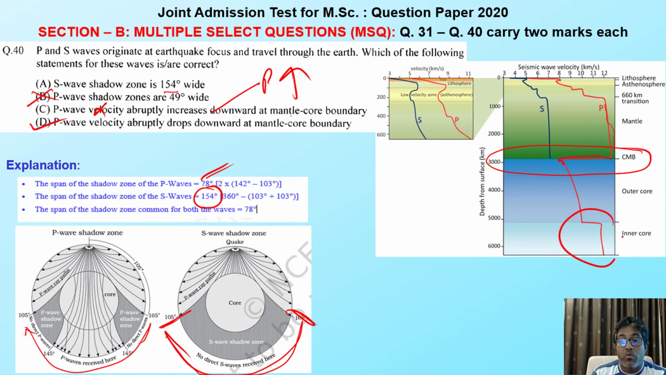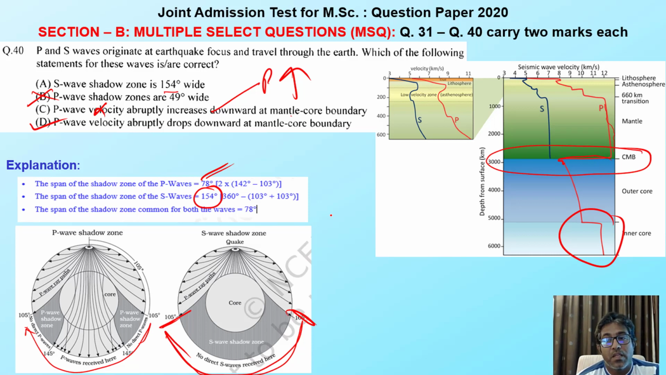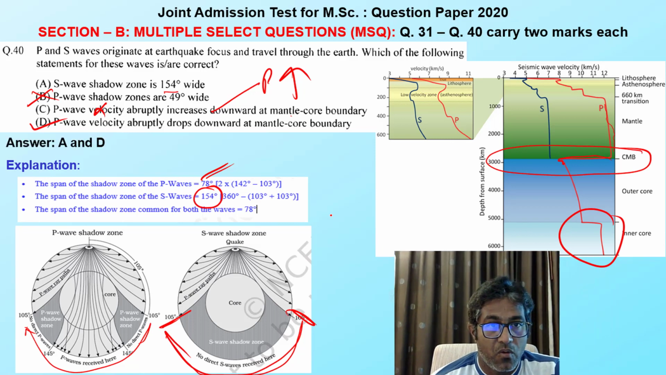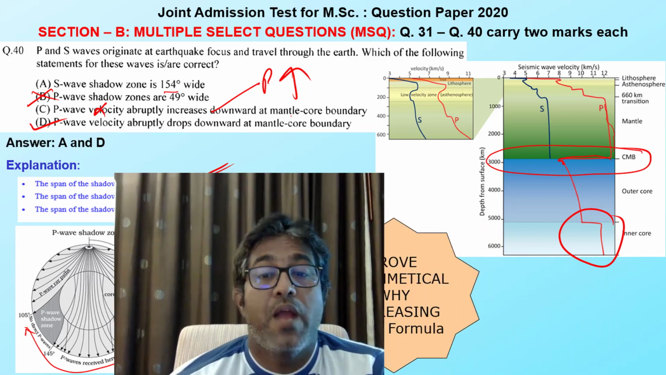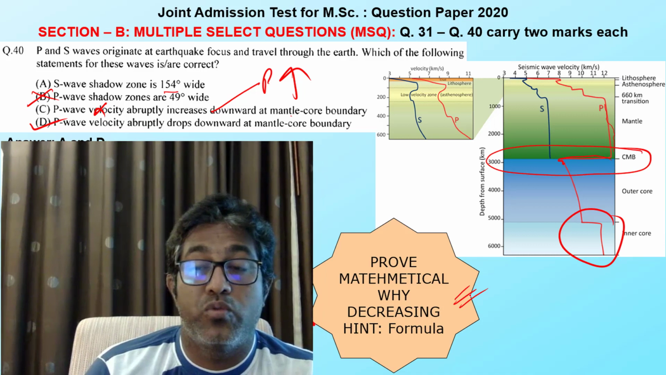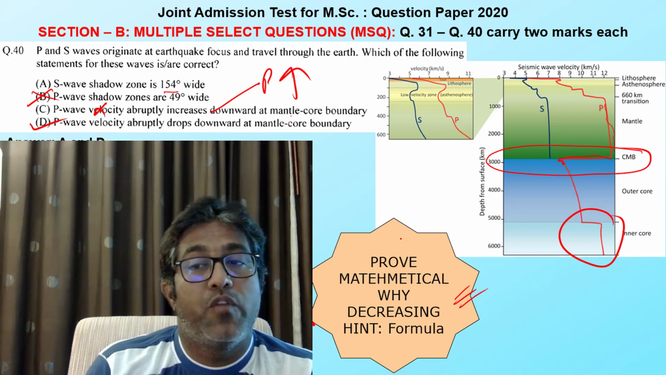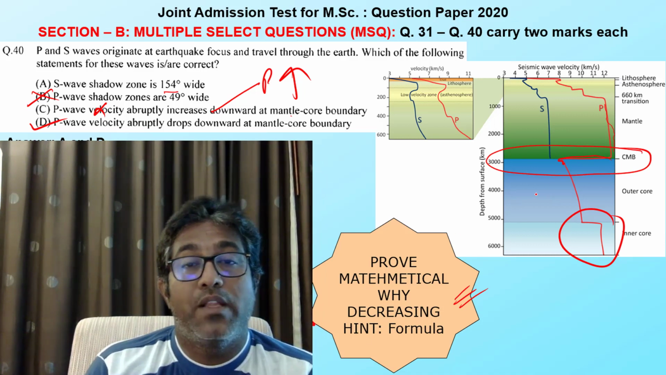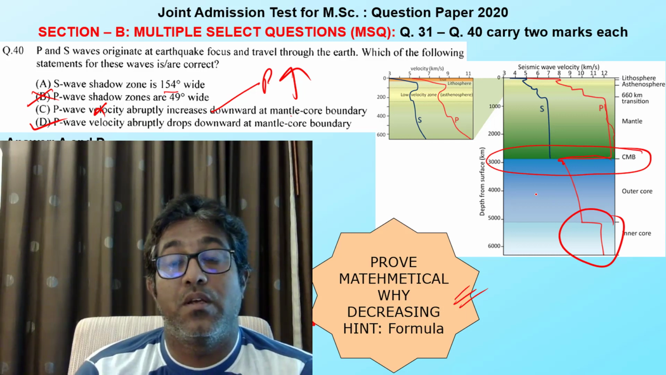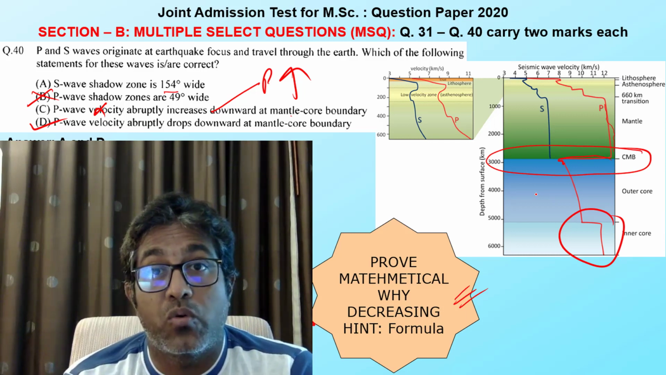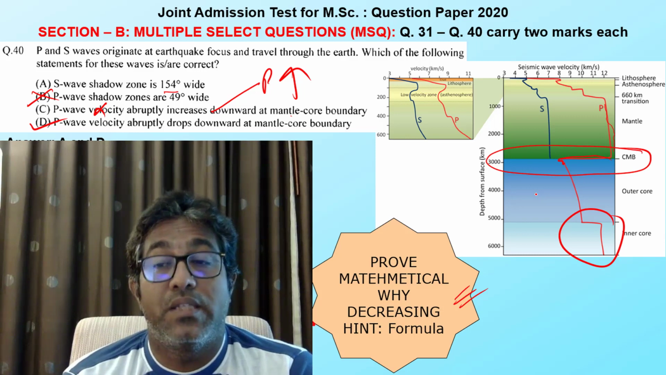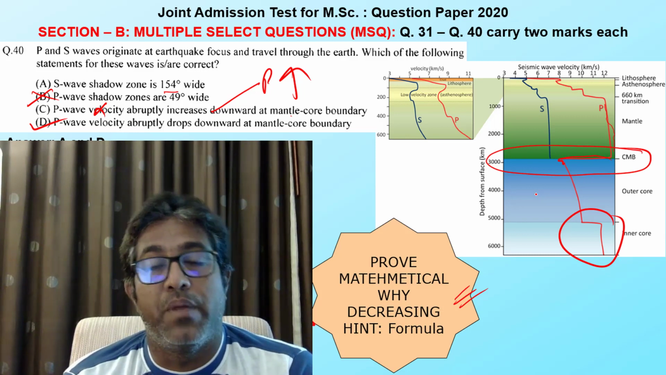And why is it decreasing, and why again does it increase in the inner zone? Can you identify by formula? If you know, please mail me your calculation and your thoughts on why it is decreasing in the outer core and why it is increasing in the inner core. Okay. So the options are A and D, and for this I can give you a hint: use the formula, and with the help of the formula you can easily identify why the P wave velocity increases when moving from outer core to inner core, and why it decreases at the CMB.